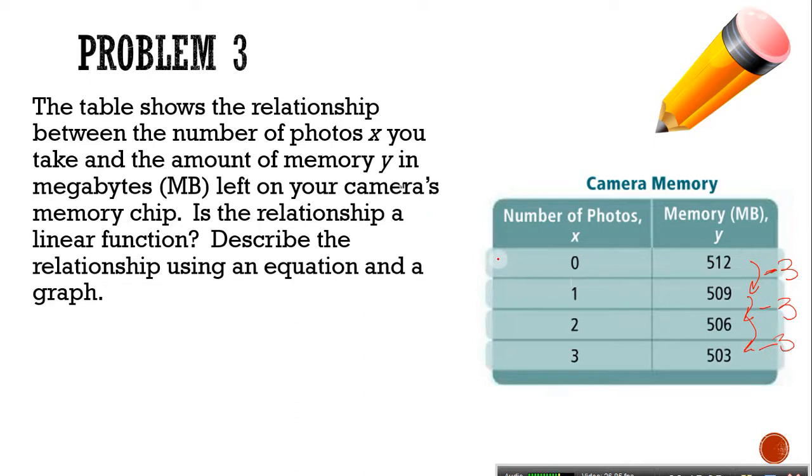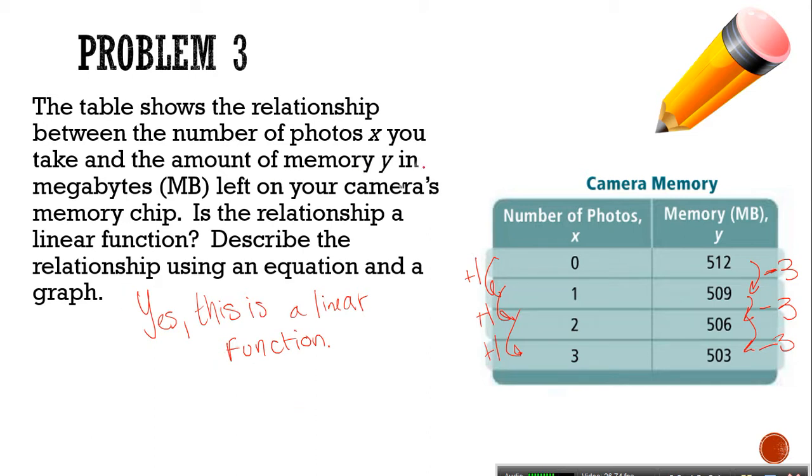Let's see. Do I have a pattern over here? Looks like I'm going up by 1, another up by 1, and another up by 1, which is good. So if they all have the same, I can say, yes, this is a linear function. So then what I want to do is describe the relationship using an equation and a graph.